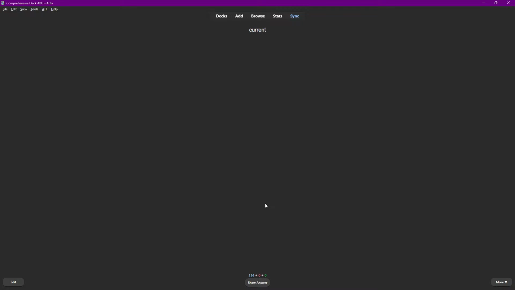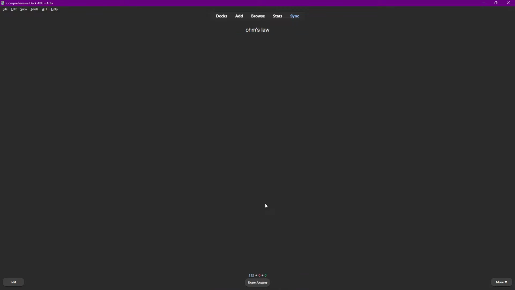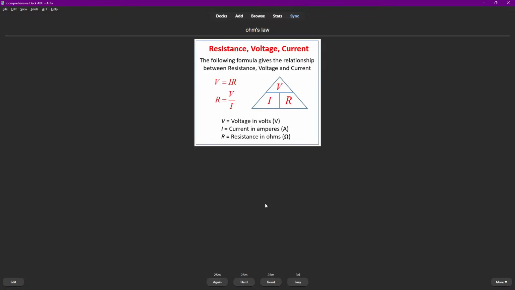Current? Which current? Well, according to Ohm's law, V equals IR, so current equals V divided by R. Or, yes, that is another form of the current equation, where it's charge divided by time, because current is measured in amps, and amps is coulombs per second. Ohm's law, V equals IR, which I already said.